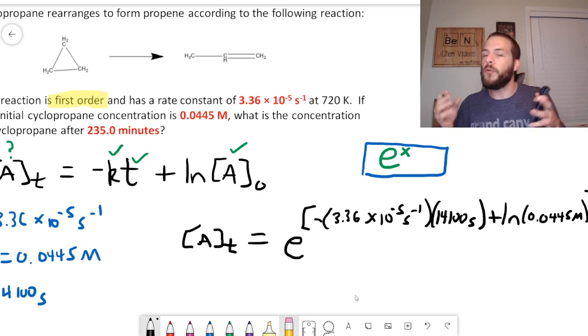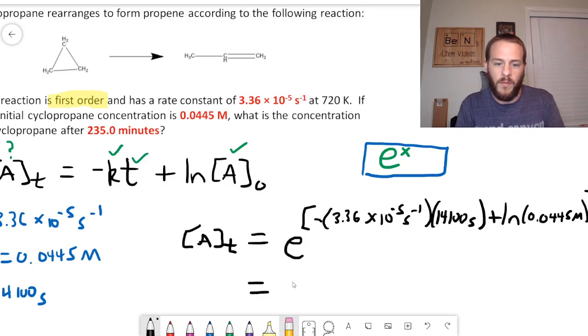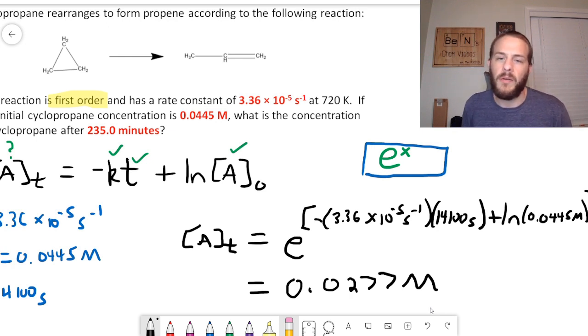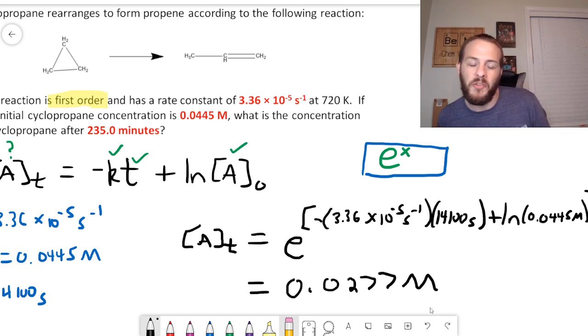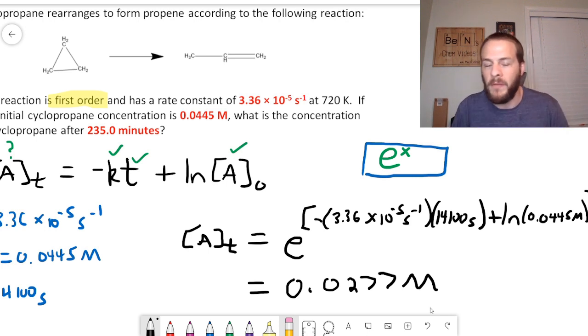At this point, I would encourage you to pause the video and see if you can perform this calculation yourself, and we can see if you got the same thing that I did. So here we go. Okay, and the value that I got was 0.0277 molar. So really the tricky part of this calculation was mostly algebra. It doesn't have much to do with chemistry, but the chemistry part is just understanding which integrated rate law equation you have to use, and then the rest of it is just algebra.